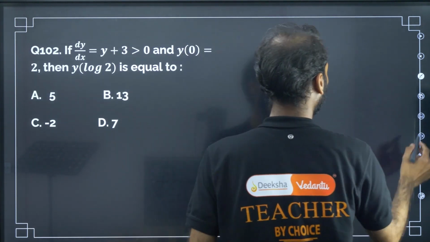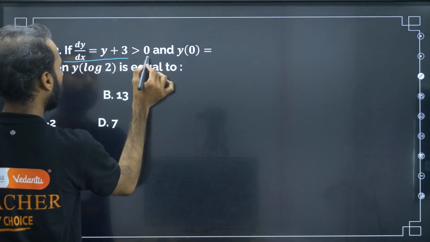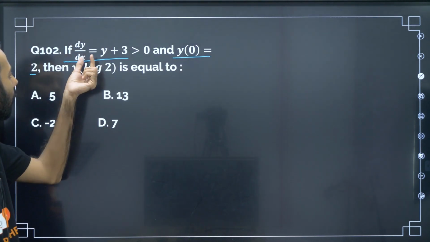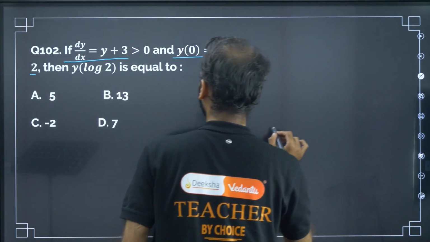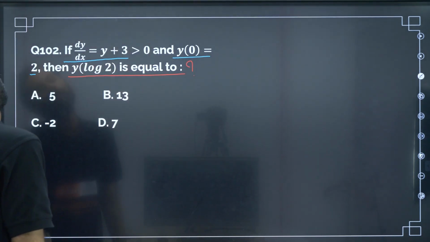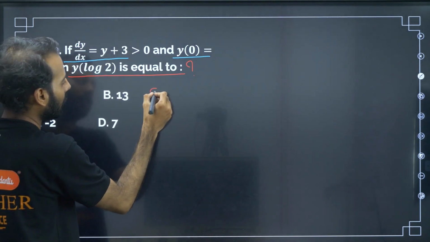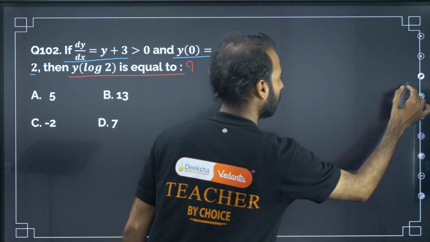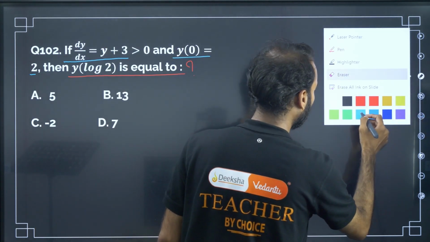If dy by dx is equal to all this, they have given some information. dy by dx is equal to this and y of 0 is equal to 2. See here what all they have given, dy by dx and this. Then what are they asking? They are asking to find y of log 2 is equal to what? So let me copy that differential equation. I am just copying and pasting.